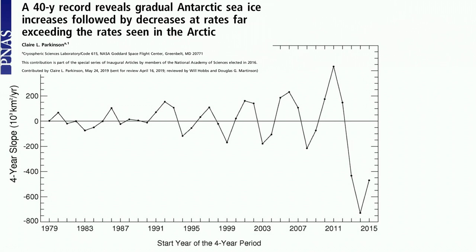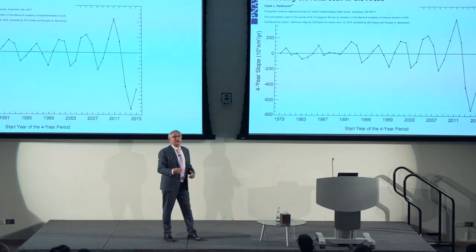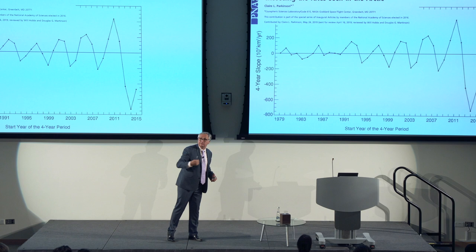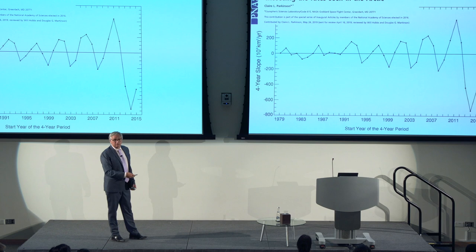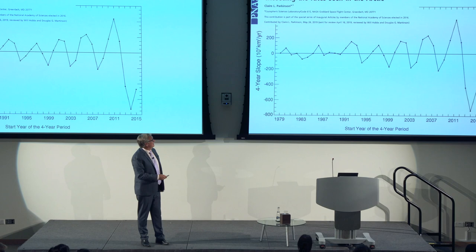Here's another disturbing trend. This paper was just published a couple weeks ago in PNAS, and it asks, what is the rate at which the Antarctic sea ice changes? Not whether the ice is there or not, but the rate at which it grows and shrinks each year. Look at how this rate is oscillating as we get forward in time. And those of you who know any mathematics, and certainly any engineering mathematics, will note that increasing oscillations are a sign of instability.